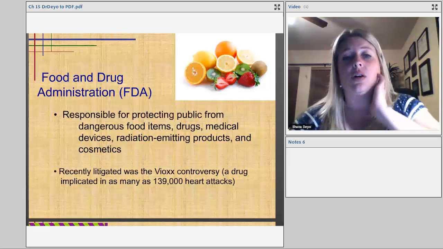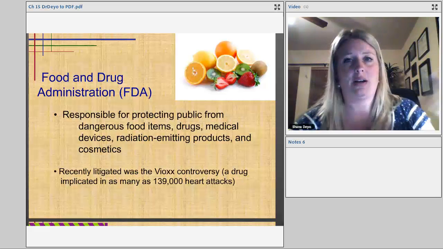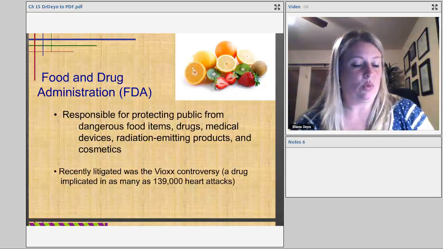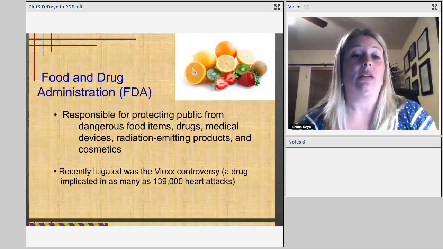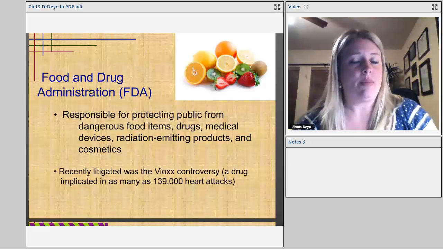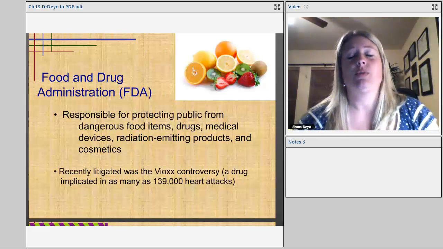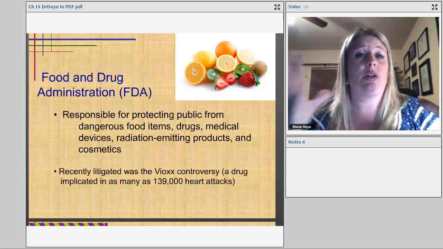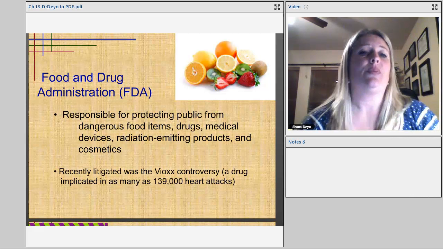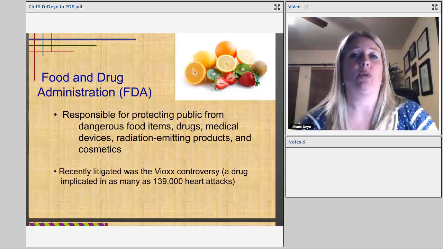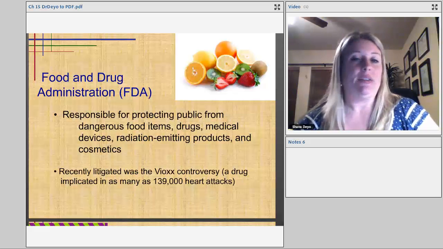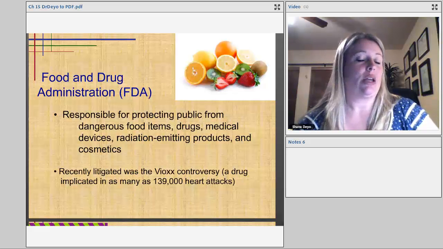Back when I practiced law, there was an ongoing Vioxx controversy. Vioxx was a prescription medication that people would take, and it ended up causing a lot of heart attacks across the country. At one time, there were almost 140,000 heart attacks within a very short amount of time related specifically to this drug. So the Food and Drug Administration would pull that from the market, at least temporarily, until they could investigate further. And if they find that it's true, if they find that there is linkage, then they may pull it altogether.